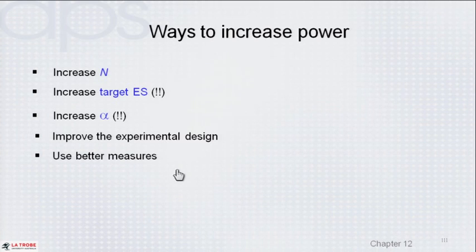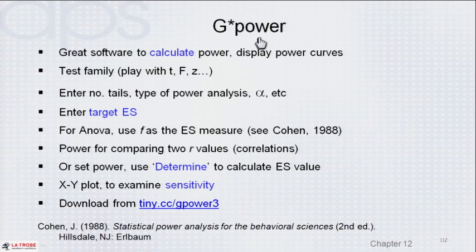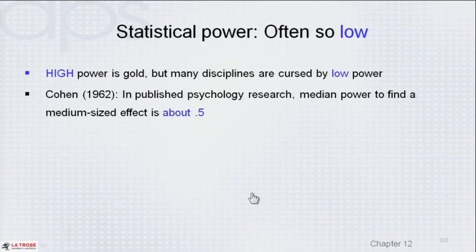And you can improve the experimental design or use better measures. They're things that actually improve informativeness as well, whereas these cheap and nasty manipulations don't, of course. G-Power is a wonderful gift from some German scientists to the world, wonderful software for calculating power, a free download. And so if you do want to do power calculations, certainly look at G-Power.